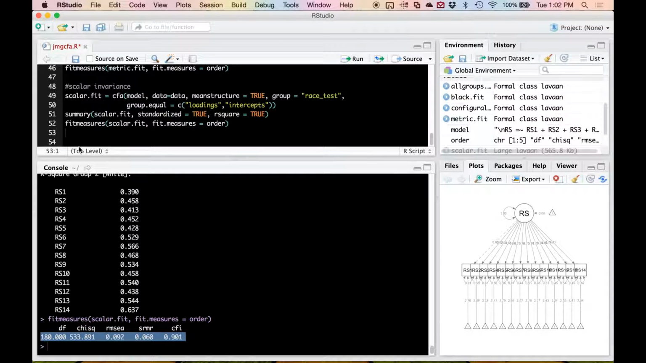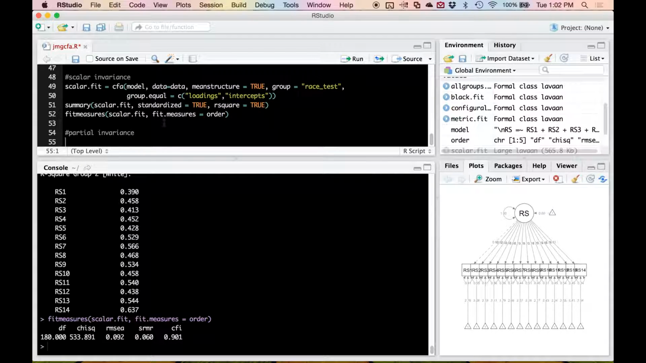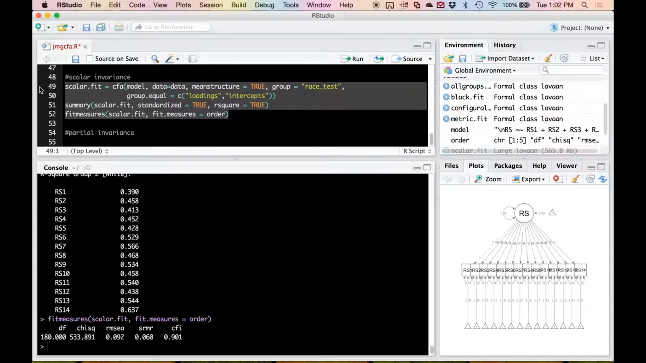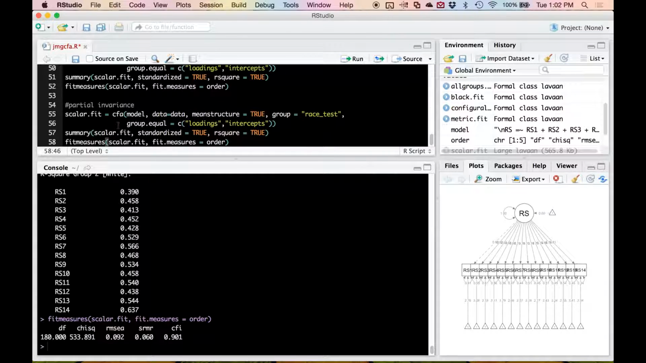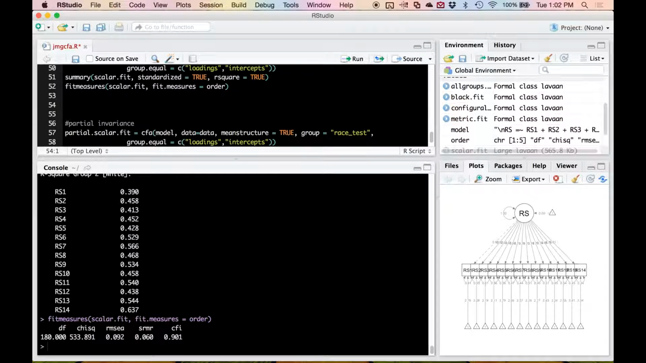Okay, let's talk about how I do partial fit. All right, so partial invariance. We're actually going to copy all of this, because you want to do partial invariance on the step where it broke down. So this is where we broke down. I'm going to do partial scalar fit, because we might do partial invariance twice. Hopefully not. There we go. So we've got partial invariance here, and I have to first figure out where the problem is.